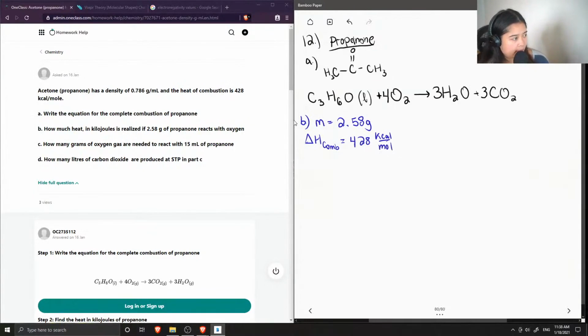So to calculate how much heat is going to be released, we need to find out the number of moles in 2.58 grams of propanone. So let's recall that to calculate for number of moles, it's going to be mass over molar mass. So to find number of moles, we need to first find the molar mass of propanone. So we can do that down here.